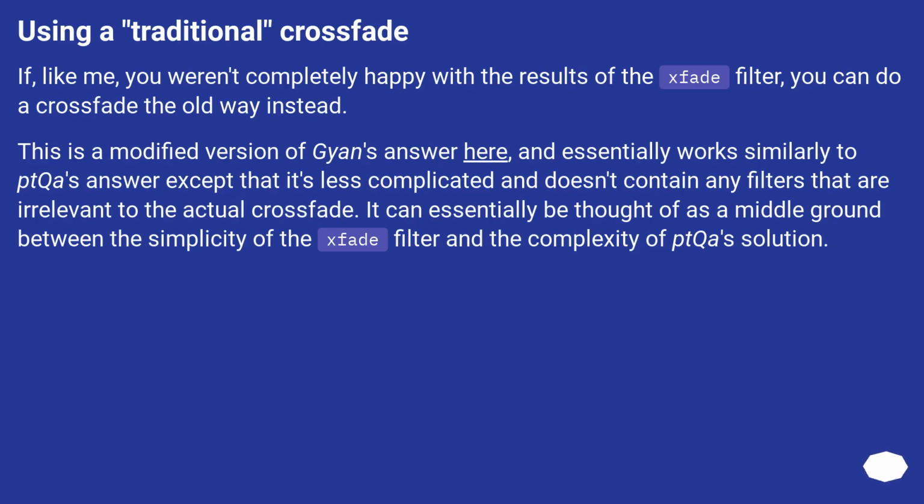Using a traditional crossfade, if, like me, you weren't completely happy with the results of this fade filter, you can do a crossfade the old way instead. This is a modified version of Jen's answer here, and essentially works similarly to Tka's answer except that it's less complicated and doesn't contain any filters that are irrelevant to the actual crossfade. It can essentially be thought of as a middle ground between the simplicity of this fade filter and the complexity of Tka's solution.